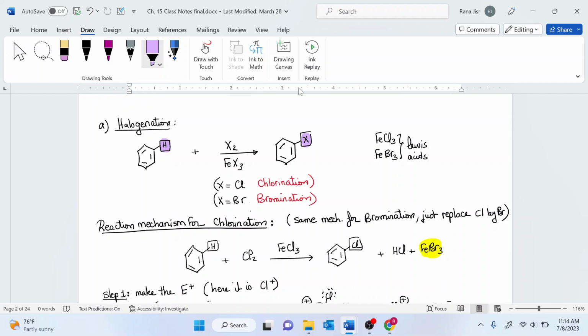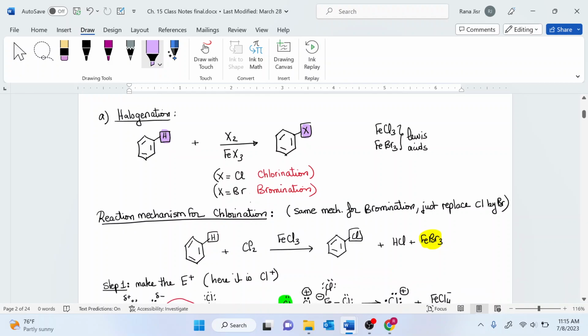There are 2 types of Lewis acids that we use, either iron chloride or iron bromide, depending on the halogen that you are starting with. If you're starting with a chlorine halogen, then use iron chloride. If you're starting with a bromine, then use iron bromide Lewis acid.